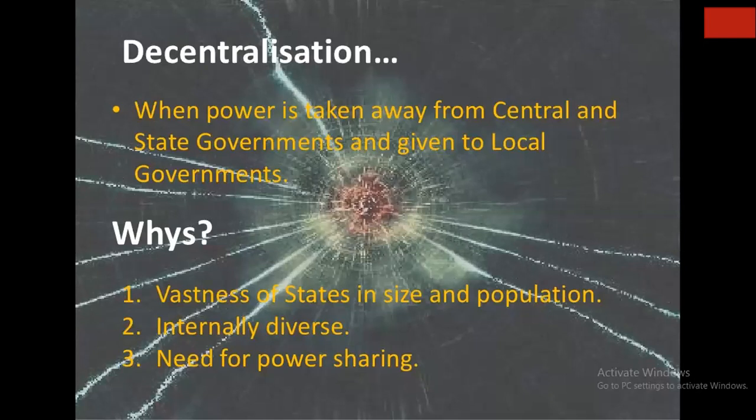Decentralization. What is the meaning of decentralization? Decentralization means when power is taken away from the central and state government and given to local government. When the powers are taken from the central and the state and given to the local government, we say it is decentralization. What is the meaning of local government? Local government means the administration of a particular country or district with representatives elected by those who live there.